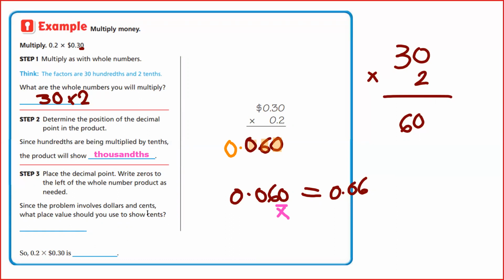Since the problem involves dollars and cents, you have to show it in hundredths, like when talking about money. So you have to cancel the zeros which are to the right. So keep the answer as 0.6, $0.06, because zeros to the right don't matter. So cancel the 0 and write it as 0.6 thousandths dollars.